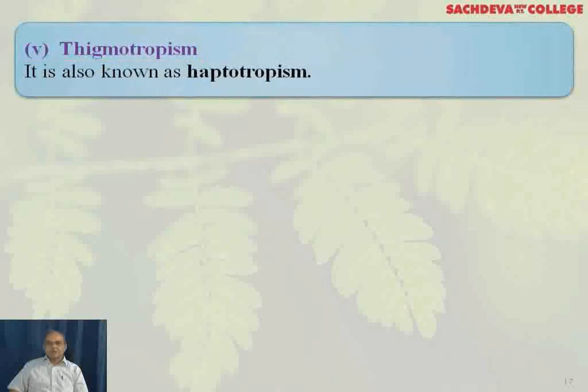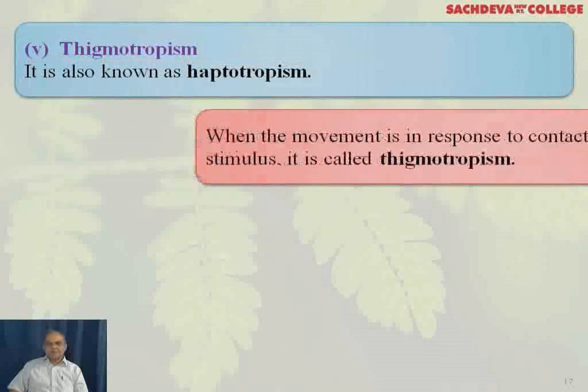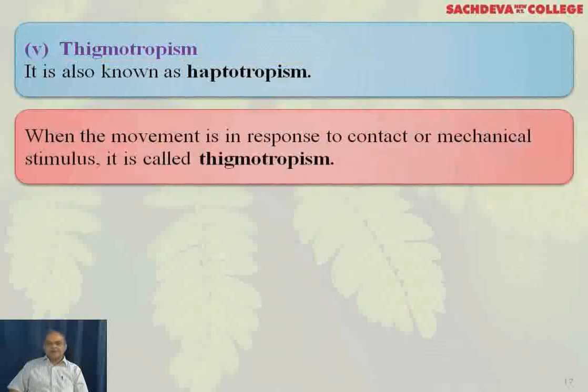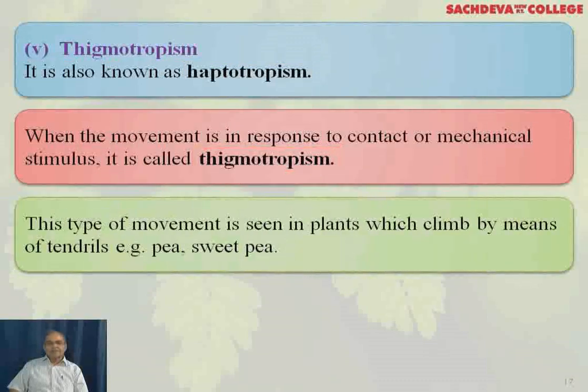Thigmotropism, also known as haptotropism. When the movement is in response to contact or mechanical stimulus, it is called thigmotropism. This type of movement is seen in plants which climb by means of tendrils, for example, pea, sweet pea, etc.